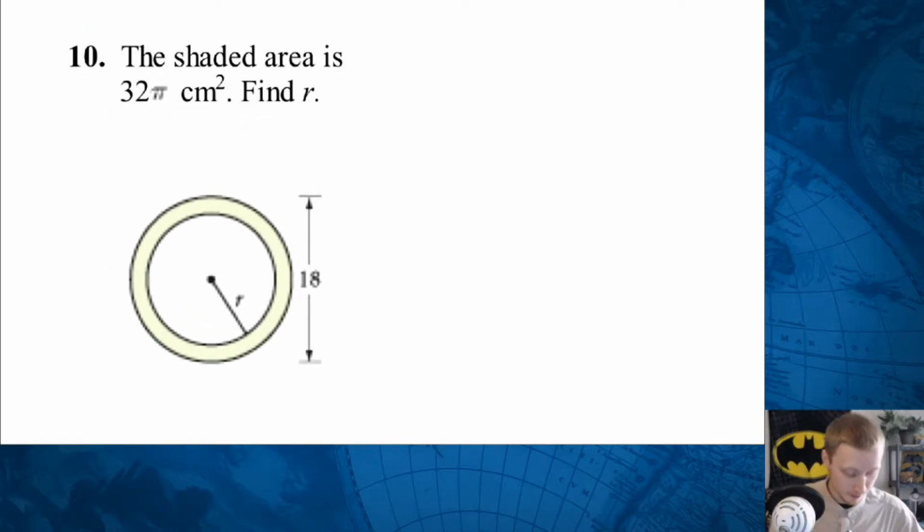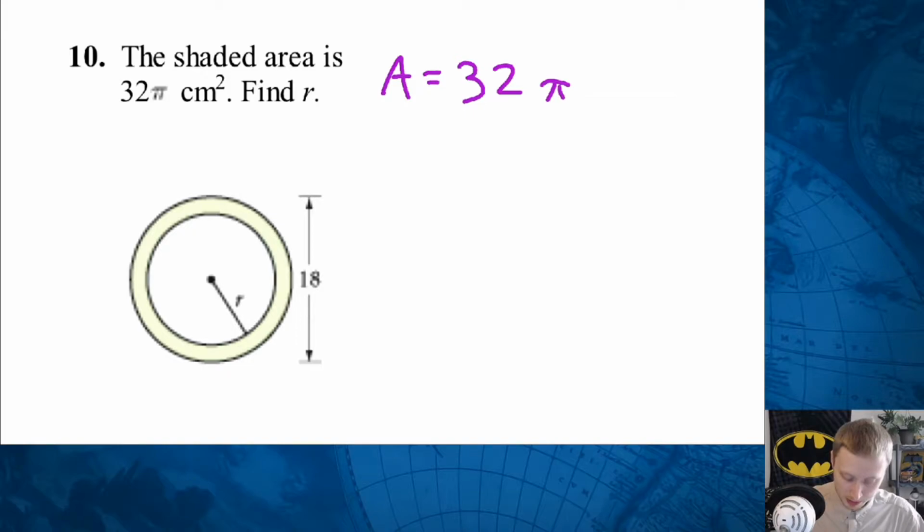Here we have a shaded annular area, an annulus. They tell us the area already, so this is one of those working backwards kinds of problems. Let me reduce my pen size here. Oh, eraser, please. Thank you. All right. So they tell us the area is 32 pi, and that is in centimeters squared. Remember that unit for later. We're going to work backwards to find r.